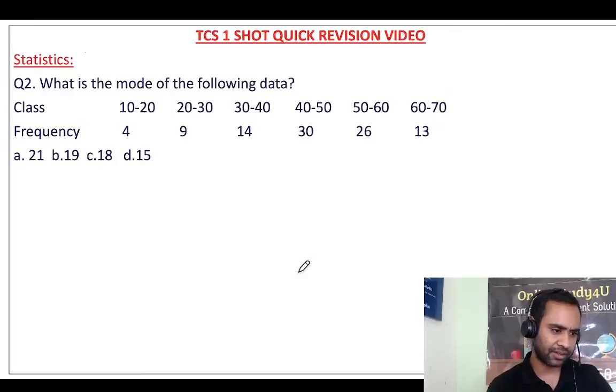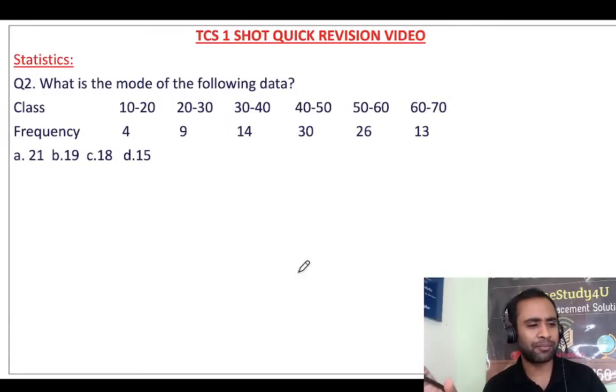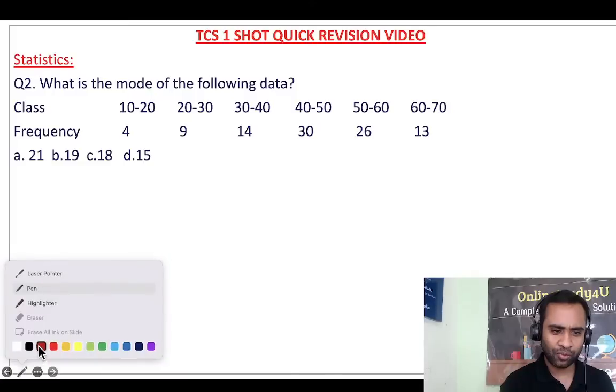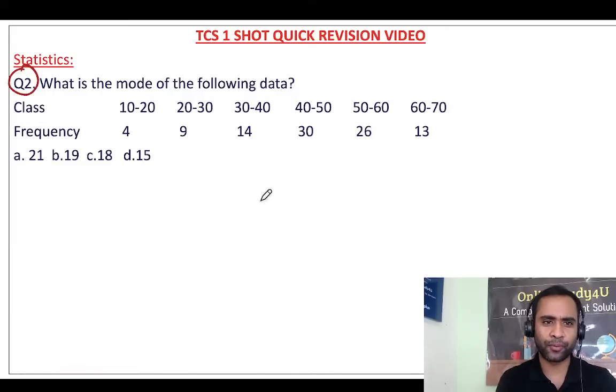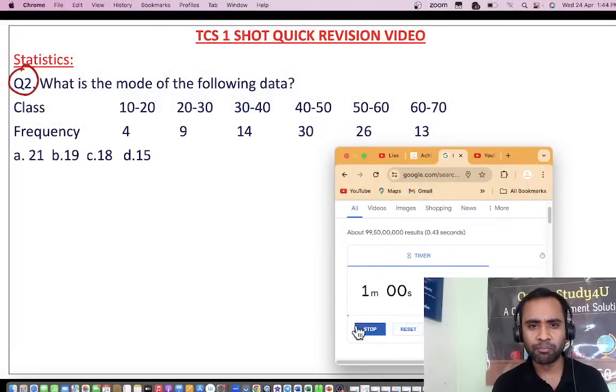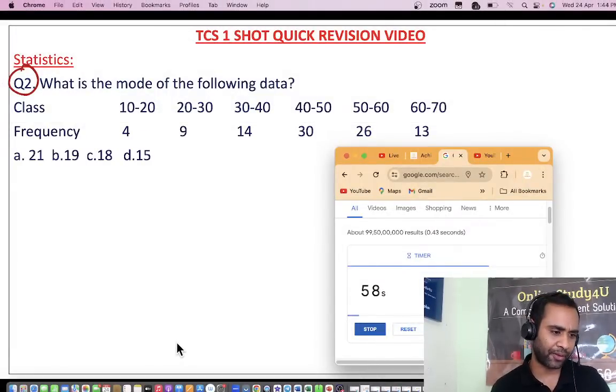Group statistics are challenging, sir. See, group statistics you leave, man, that you cannot solve in 2 minutes also, right? Now question number two. What is the mode of the following data? Is it clear?